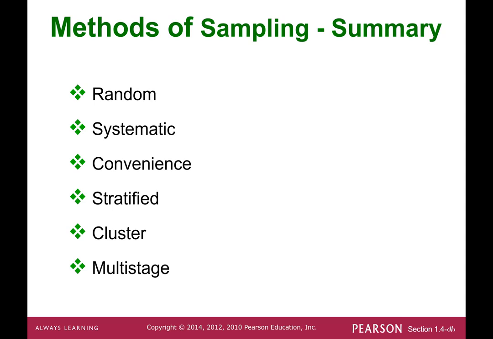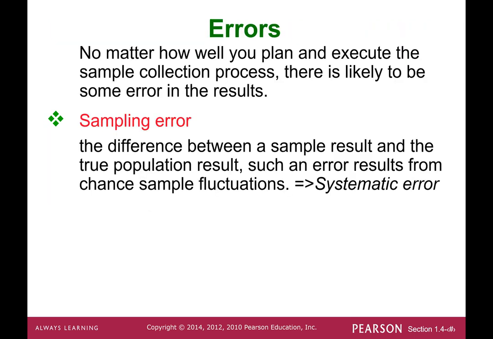So basically, this is a summary of what we talked about so far. So sampling methods: first one, random sampling method; second one, systematic random sampling method; third one is convenient sampling method; fourth one, stratified sampling method; fifth one, cluster sampling method; sixth one is more comprehensive, using the multi-stage sampling method. Okay.